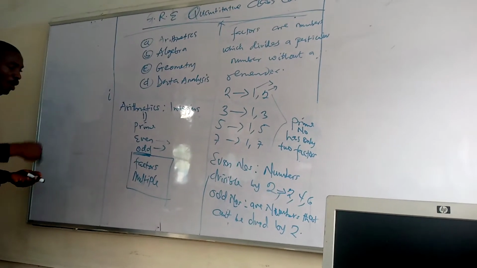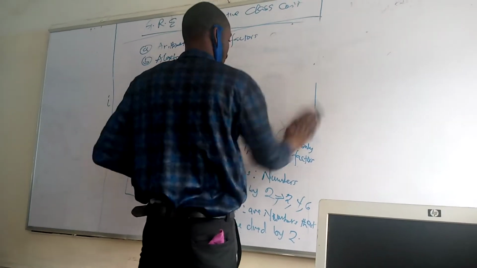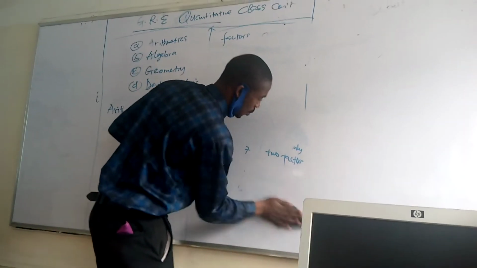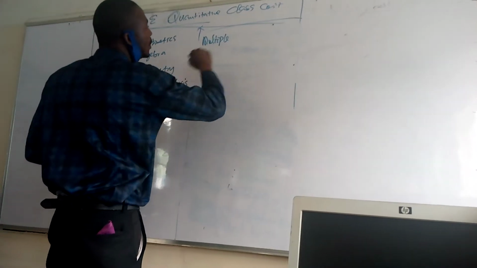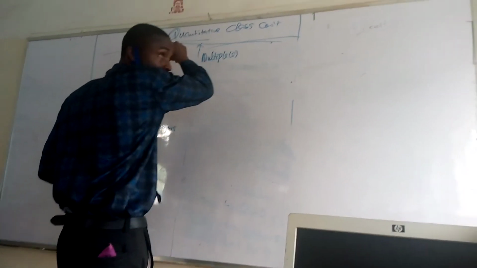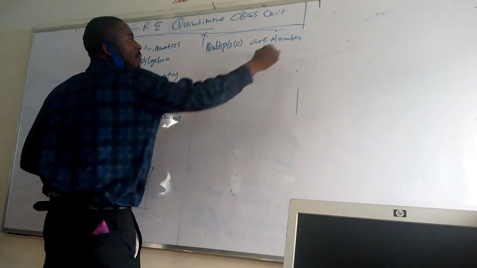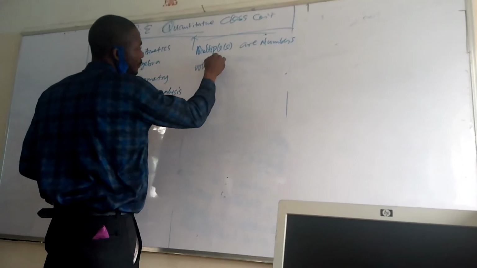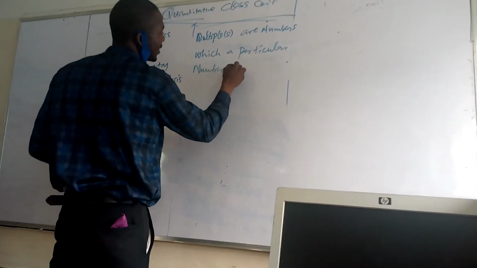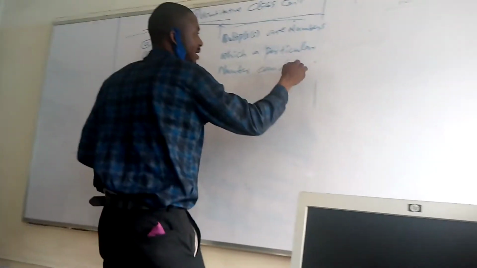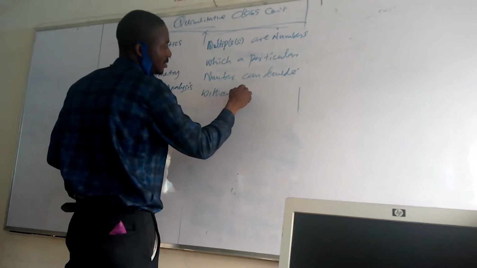Now, I have been able to explain factor in terms of explaining the prime number, even number and odd number. Now, what is a multiple? When we talk about multiples, just like the way I defined factors, multiples are numbers which a particular number can divide without a remainder.